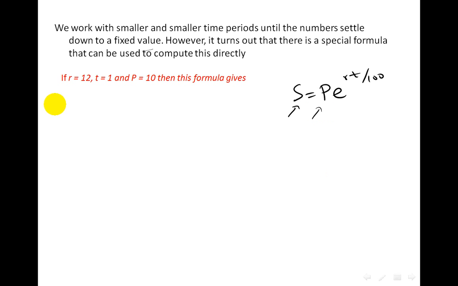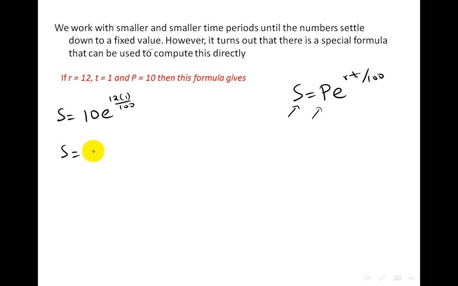Okay, let's take the same example. Your rate is 12%, the time is 1 year, the principal is $10. So S equals 10 times e to the power of, my rate is 12 and the time is just 1, divided by 100. 10 e to the power of 12 over 100, which is 0.12. Just use your calculator first to find e to the power of 0.12, then multiply your answer by 10.